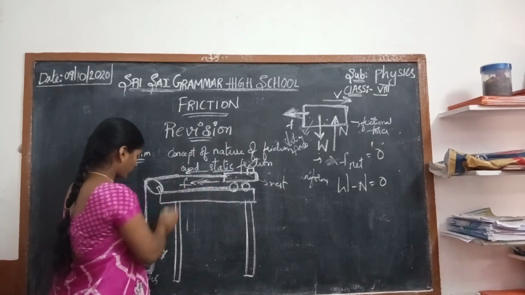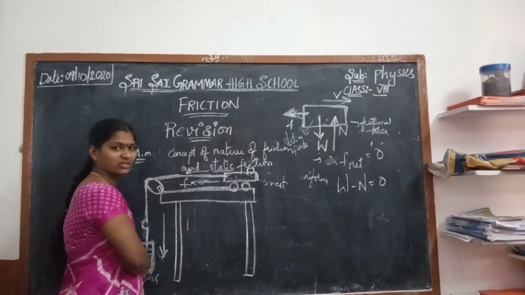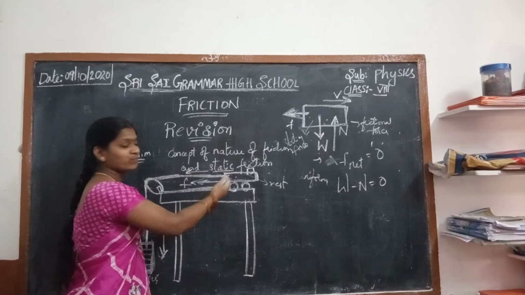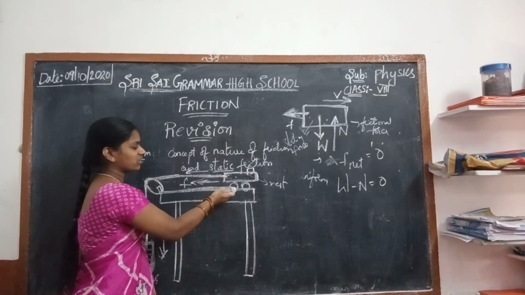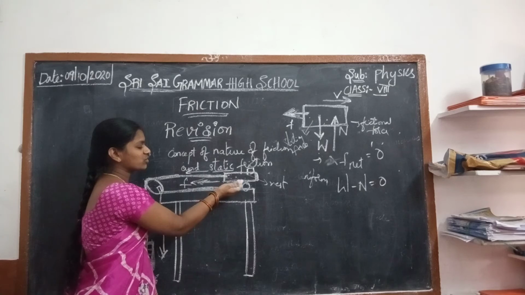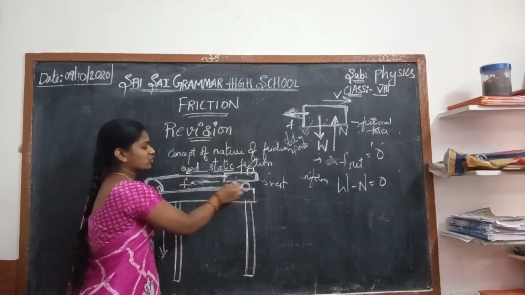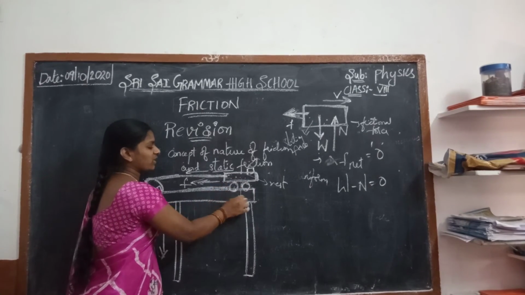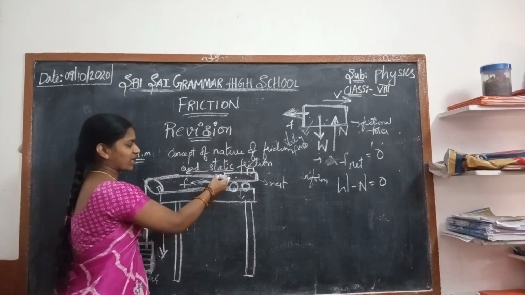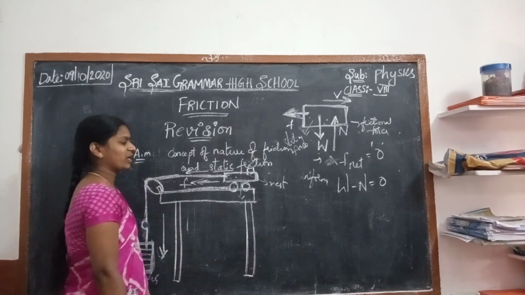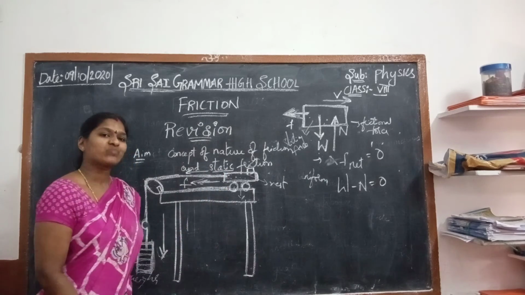When we go on applying some weights on this, it goes on increasing the motion of the trolley. So when we are increasing the trolley motion in the opposite direction, the relative motion is acting on the surface of the trolley and also the block. So in this case, we are observing a static friction where the body completely will be at rest.